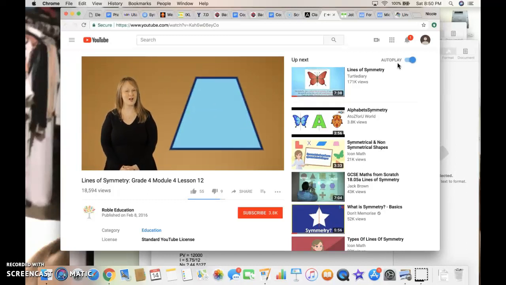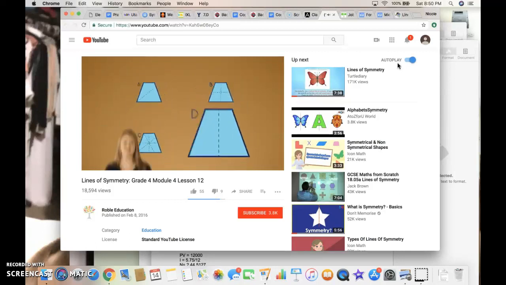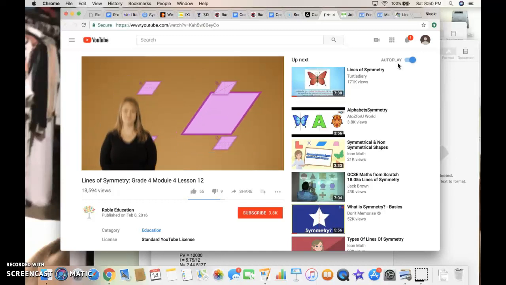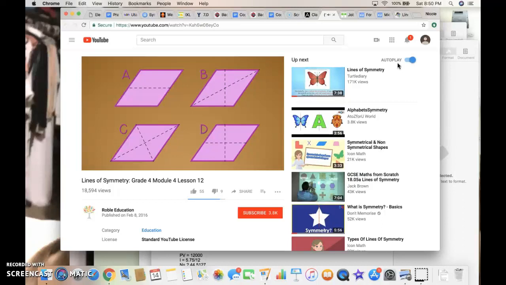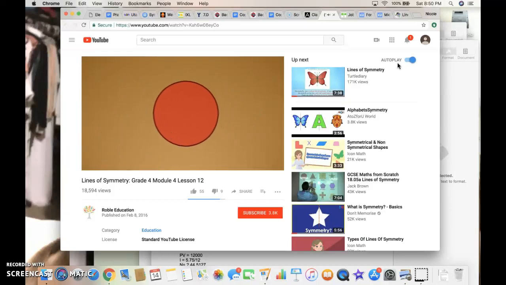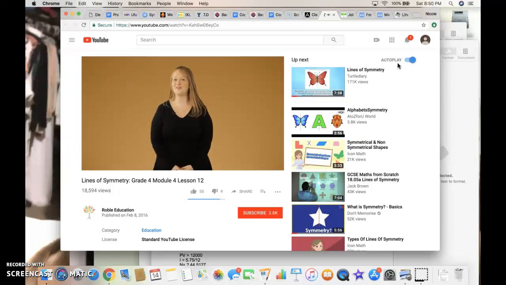How about this trapezoid? How many lines of symmetry does it have? Yes, just 1. And how about this rhombus? Very good. Let's try one more. How about this circle? There are an infinite number of lines of symmetry in a circle. Pretty cool, huh? I think you've got the hang of it. Great job.